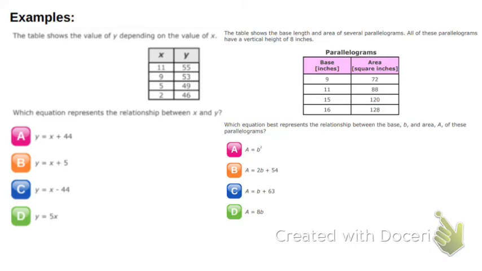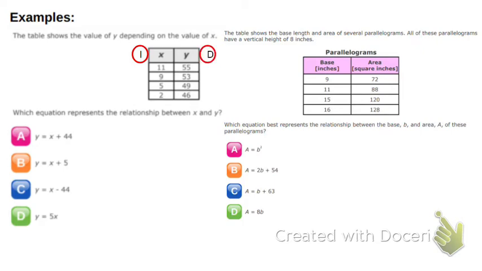All right, so with these examples, the first one says the table shows the value of y depending on the value of x. Then it asks us which equation represents the relationship between x and y. The first thing we should do is identify our independent and dependent variables. So x is going to be the independent variable, and y is going to be the dependent variable.